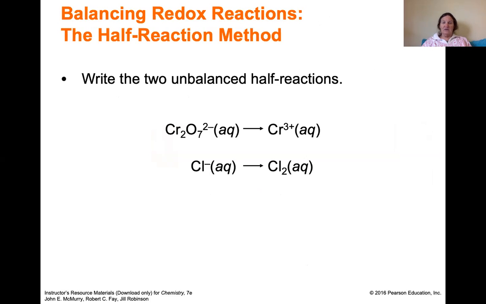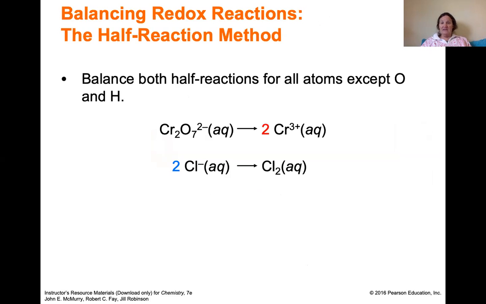The first thing that we're going to do to balance it is split it into the two unbalanced half reactions. That really just says separate it into the different ions. So chromium has to go to chromium, chlorine has to go to chlorine. So we have those two half reactions.